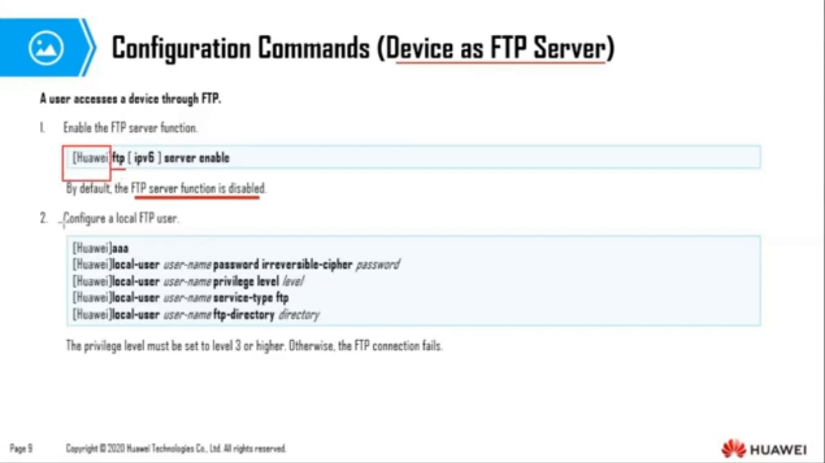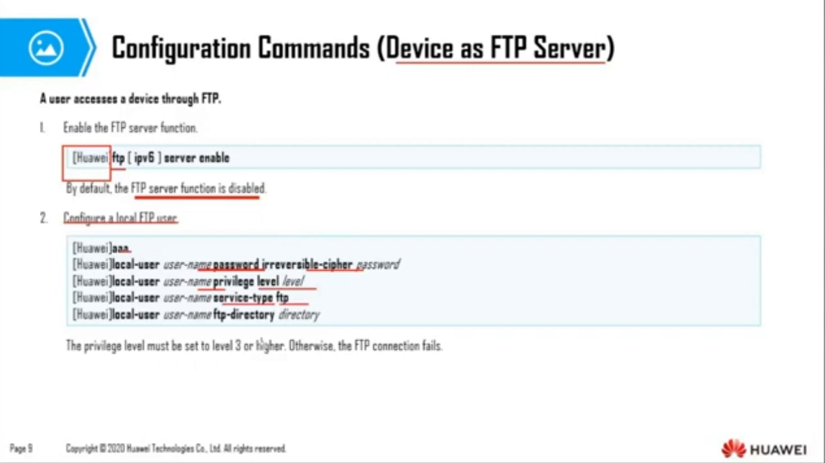Then how to configure a local user to access the FTP server. You go into AAA, you create the user like we normally do. Then you give them a privilege level. Then after that, you enable the service type, the FTP service type. So that's the most important thing.